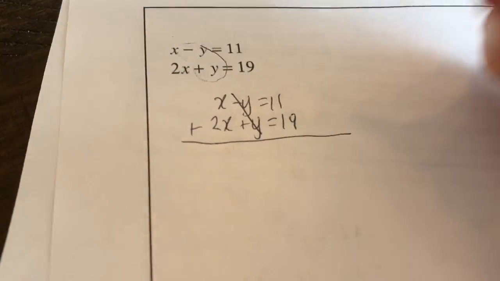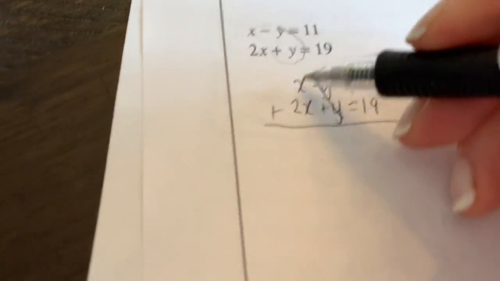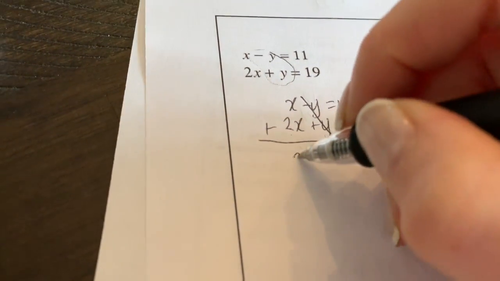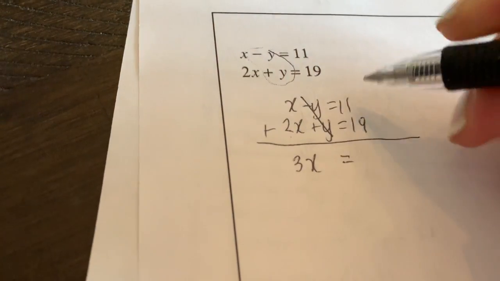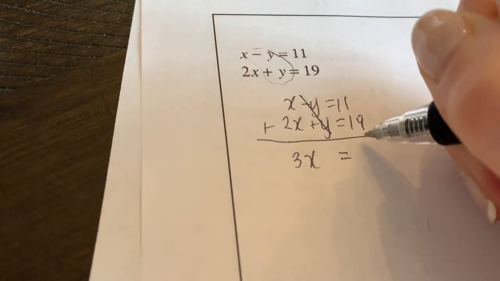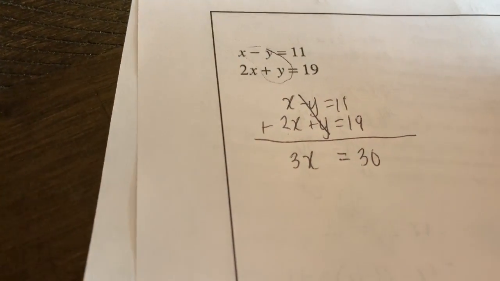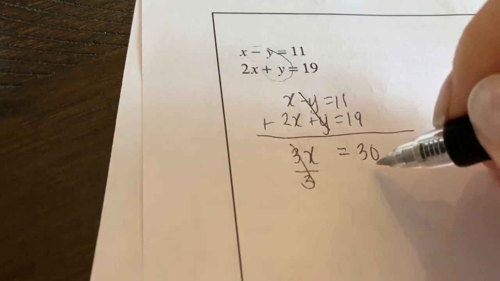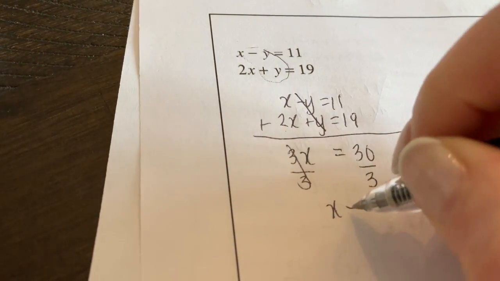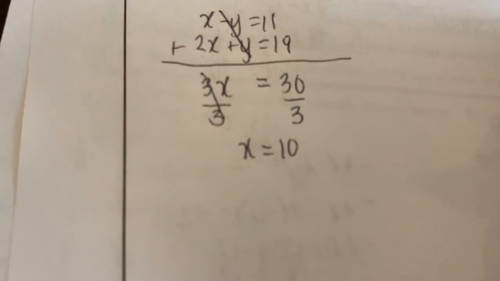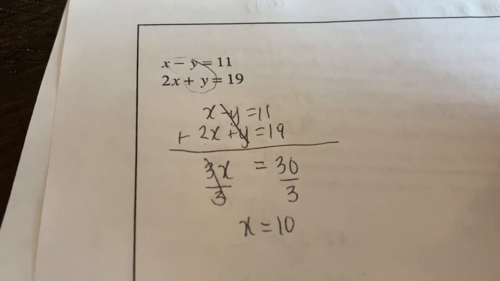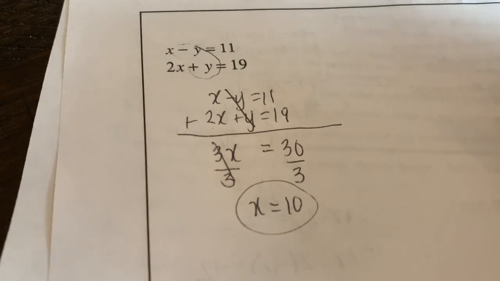So this cancels out. 2x plus x gives me 3x. This is gone now. And then 11 plus 19 gives me 30. Now I divide by 3 on both sides. I'm solving for x. How easy. X is going to be 10. Okay? So I know one part of my solution.